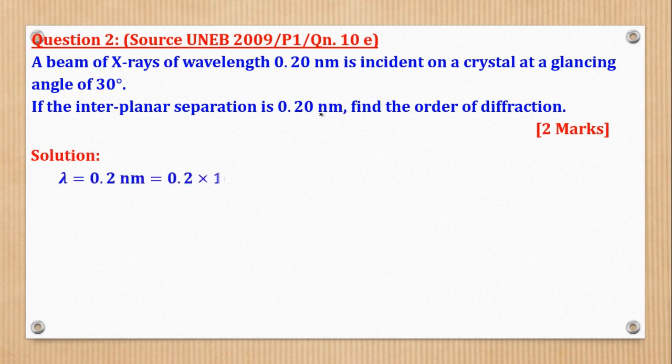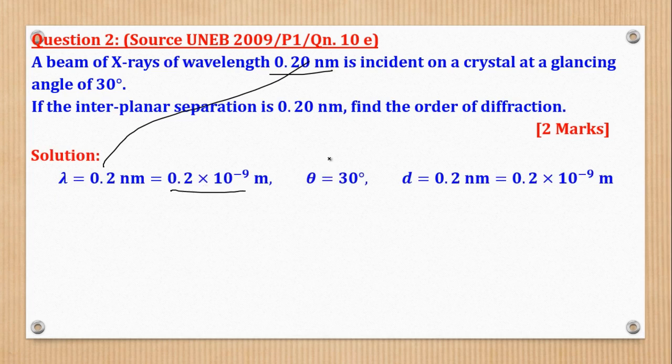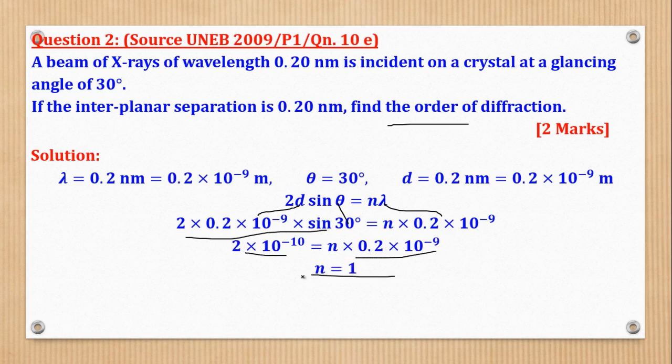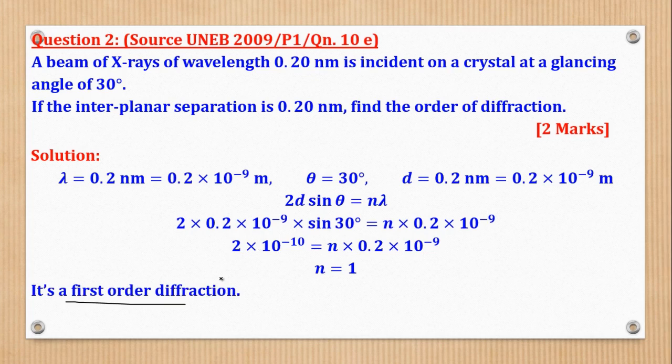So we shall still do the same. We shall first state what is given. First, the wavelength is given, nanometer, convert to meters by multiplying by 10 to the power negative 9. Then the angle is given, that is the value of theta, and the separation is also given, nanometer, convert to meters. They want the order of diffraction, that is the value of n. So we shall first quote the formula and substitute for d, theta, and wavelength. So n is the only unknown. Simplify this, it gives this, and this remains as it is. Then when I make n the subject, it will be 1. Therefore it is the first order diffraction.